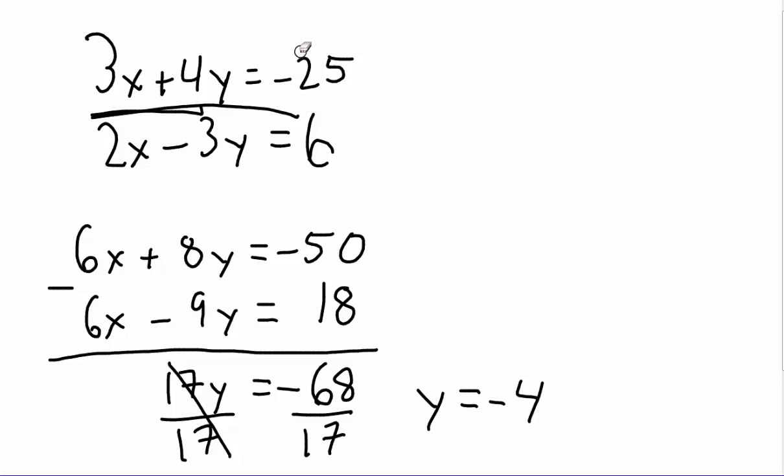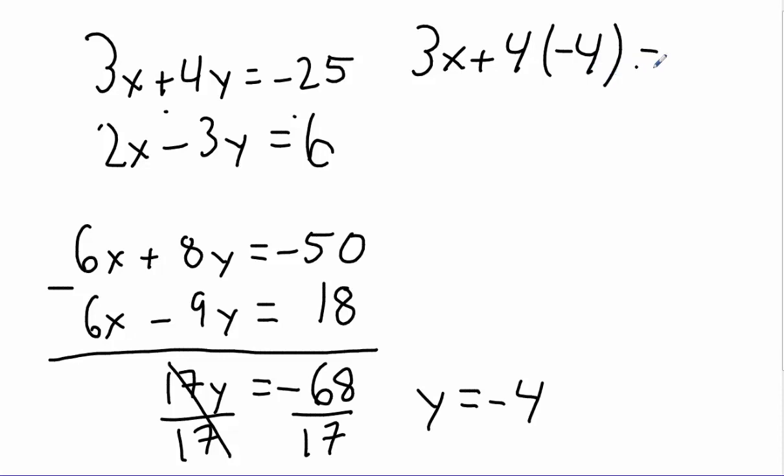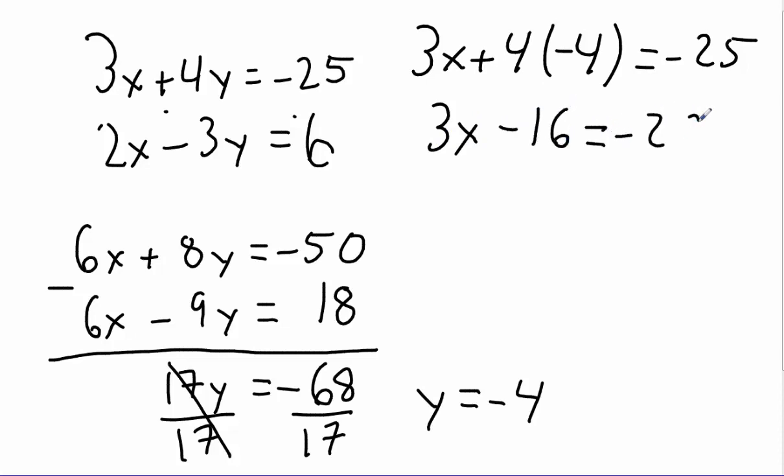It doesn't matter which one we put it into. We will still get the same answer as long as we do all our math right. So what I want to do is substitute this negative 4 into the top equation. So we're going to get 3x plus 4y times a negative 4 equals negative 25. So you're going to get 3x minus 16 equals negative 25.